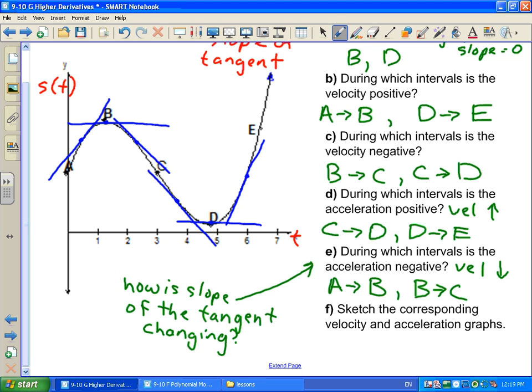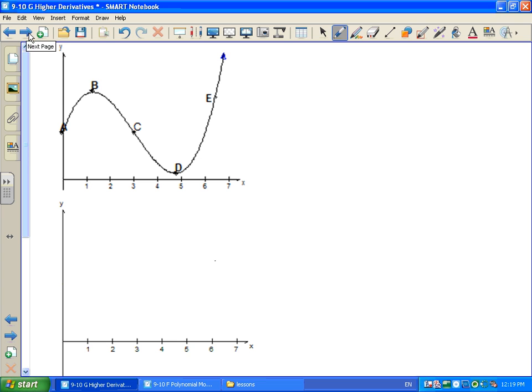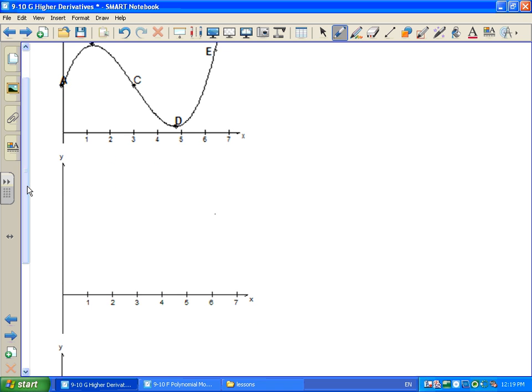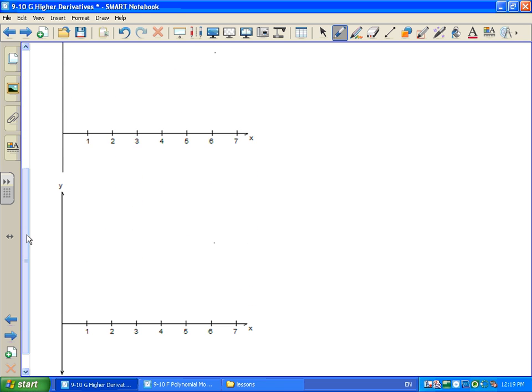So we can use all of this information on the back of the page here to sketch the corresponding velocity and acceleration graphs. So flip the page over, and you've got two blank axes here. This is our original position function. This is going to be our velocity function. And this is going to be our acceleration function down here.